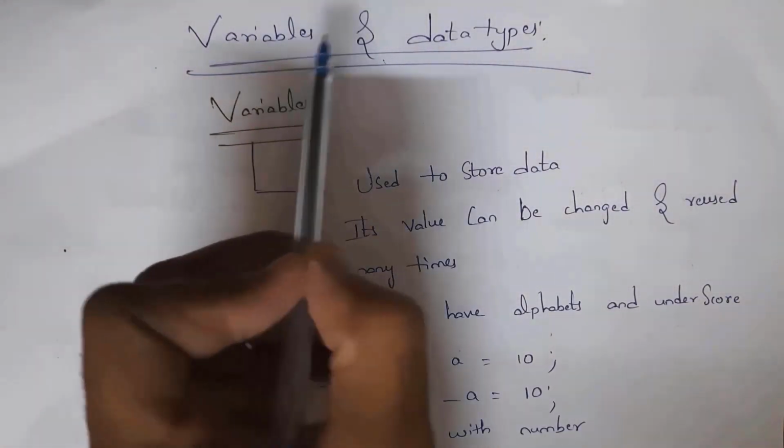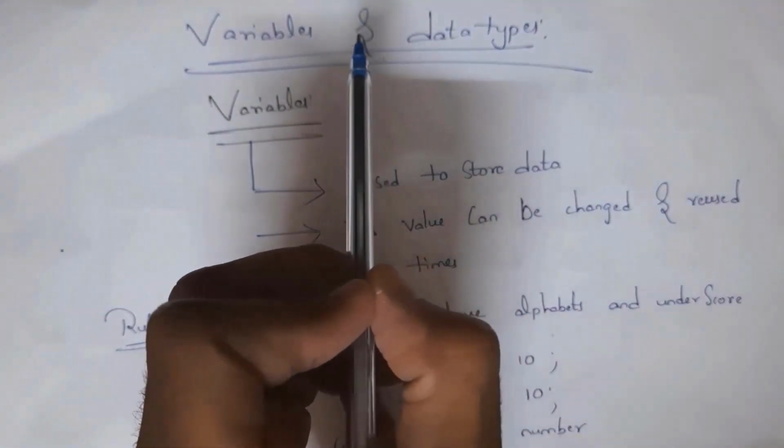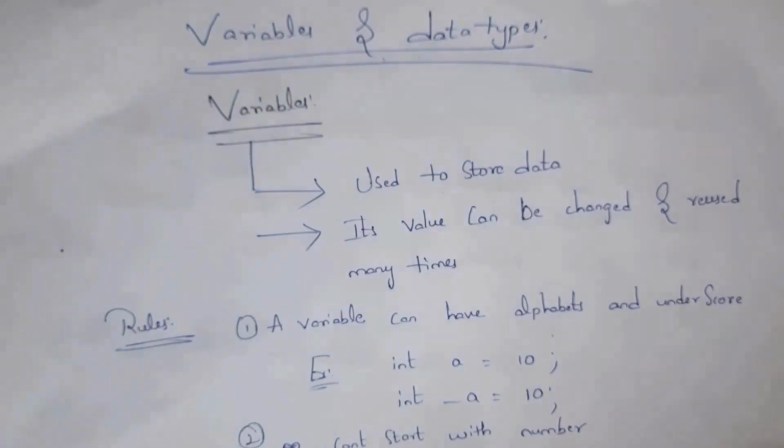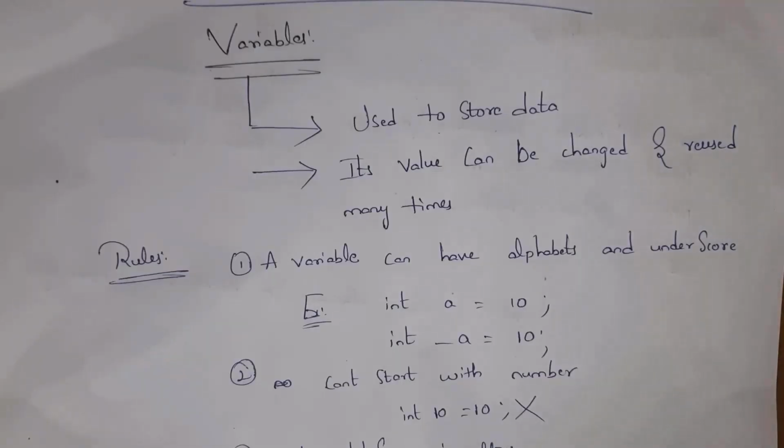Guys, these two topics are very important. If you don't understand these two topics, then you will not understand entire C programming. So listen to this topic carefully. At first I will explain what variables are. Variables are used to store data.